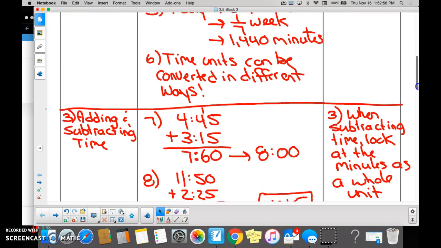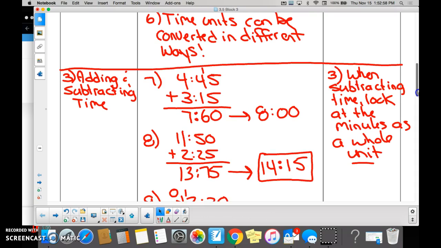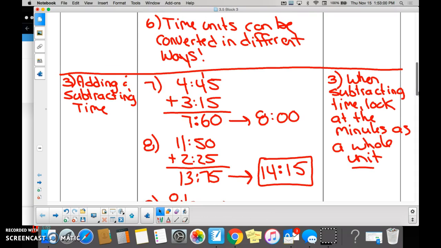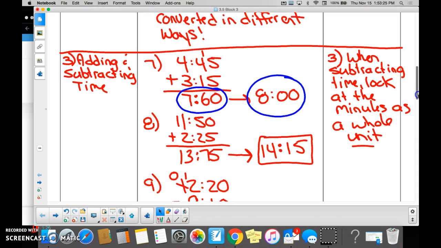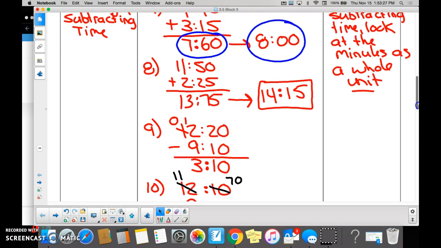We went down to number 3 and we added and subtracted time. In 7 and 8, you said this is super easy. We added 4 hours and 45 minutes plus 3 hours and 15 minutes. We got 7 hours and 60 minutes. None of you told me the answer was 7 hours and 60 minutes though. You all told me the answer was 8 hours. Because 60 minutes is what? 1 hour. So you automatically added another hour to the 7 hours and put your minutes down to 0. Number 8, very similar problem. You converted 75 minutes to an hour and left the 15 minutes left over.